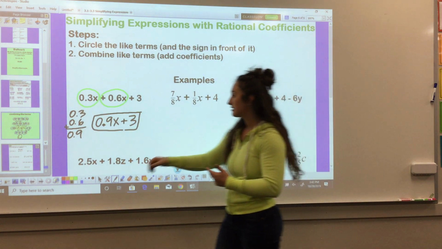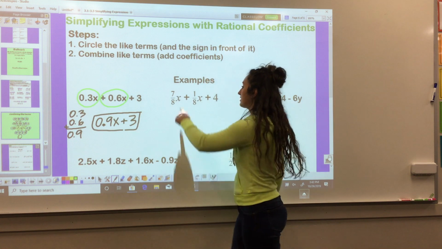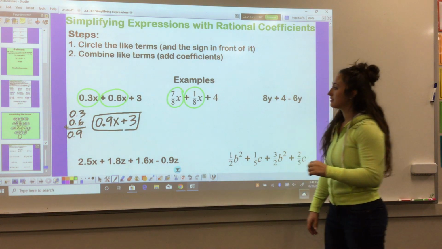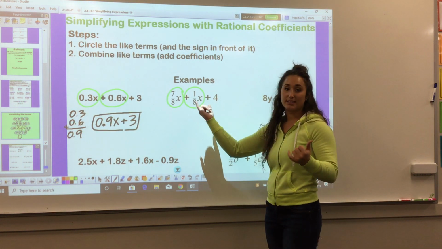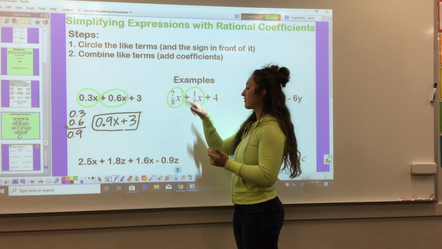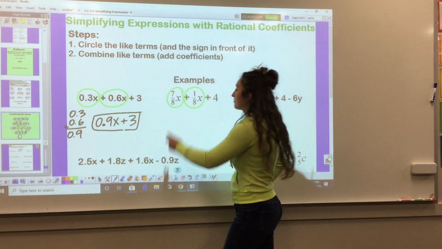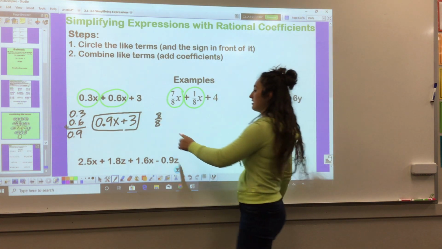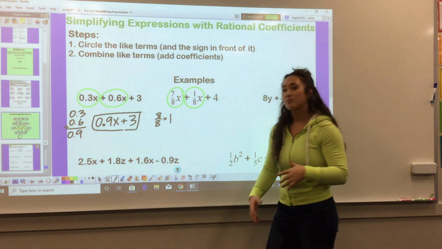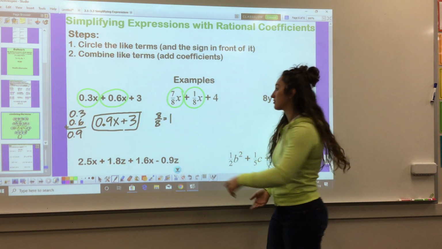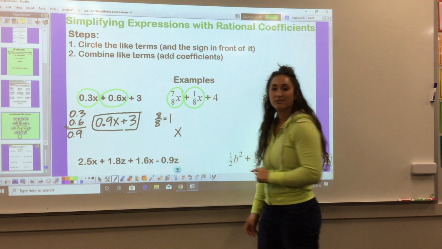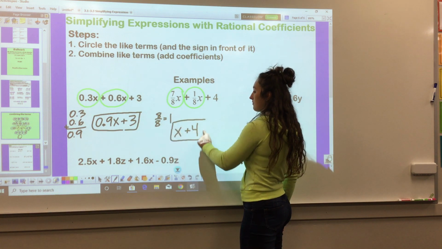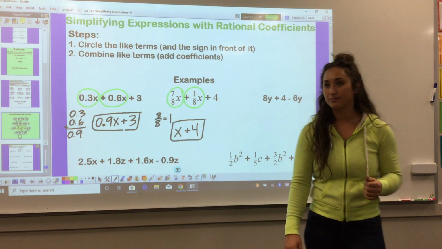Next one, again, circle your like terms. 7/8 x is alike with 1/8 x. There's already common denominators, which is nice, so you just have to add the numerators. So 7/8 plus 1/8 is 8/8, which hopefully you recognize is 1. And remember, you don't actually have to write that 1 in front of the variable. So really, that combines to just x. And then the plus 4 is on its own. And there's your simplified expression.